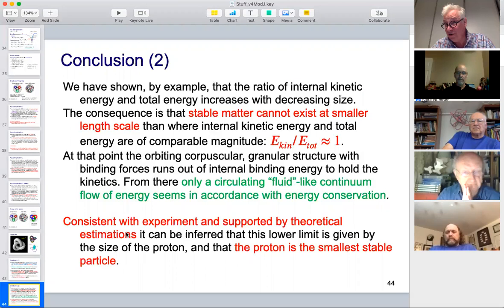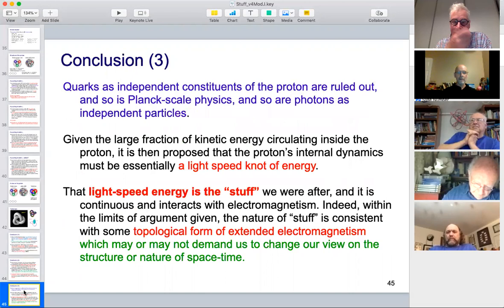Energy conservation! Consistent with experiment then and supported by theoretical estimates, you can infer the lower limit is given roughly by the size of the proton, and the proton is therefore the smallest stable particle, which it is. So that's a happy thing. So you can pretty much rule out quarks as independent constituents of the photon just on quite simple energetic grounds. And so is Planck scale physics. That's even worse. And so are photons as independent particles, by the way.